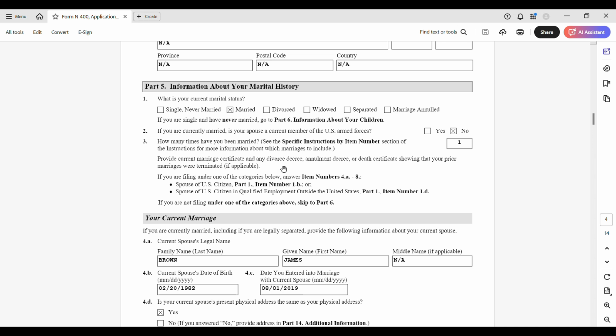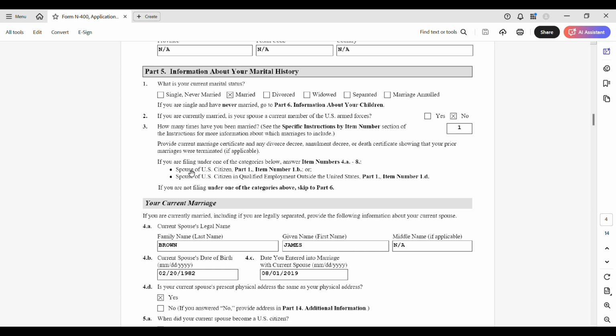For divorced persons, you would provide a divorce decree, and for any annulment situations, you would provide the annulment decree. Any death situations, you would provide a death certificate. These would be considered supporting documents with your application.